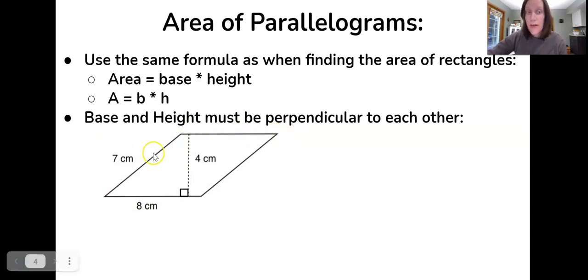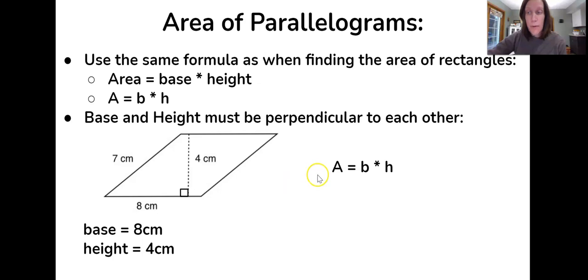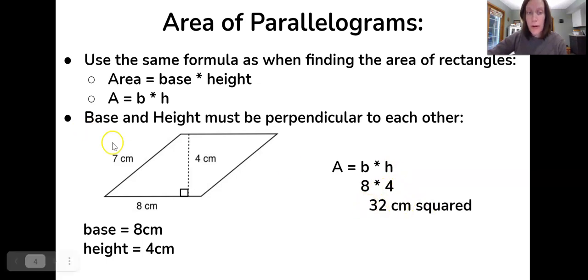We are not using the 7 at all because this angle right here is acute and right here it's obtuse. So we're not using that 7. We are only using the perpendicular lines. 8 is our base, 4 is our height. So again, if we plug that into our formula, the base is 8, the height is 4, 8 times 4 is 32 centimeters squared, because this one says centimeters squared.